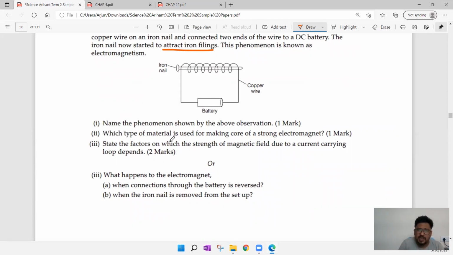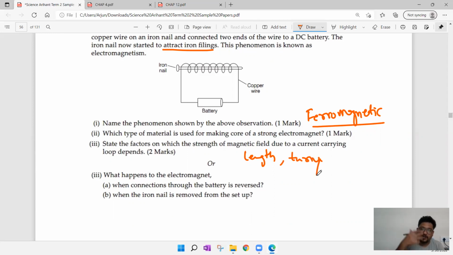Number 2, which type of material is used for making core of strong electromagnet? We have to use ferromagnetic substances. Ferromagnetic. What is ferromagnetic? Materials which will be attracted by the magnet. 3, state the factors on which strength of magnetic field due to current carrying loop depends. Yeah, you can increase length of the loop so that magnetic field can be increased. You can increase number of turns so that magnetic field can be increased.